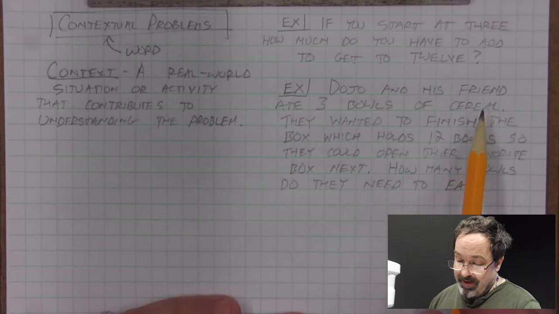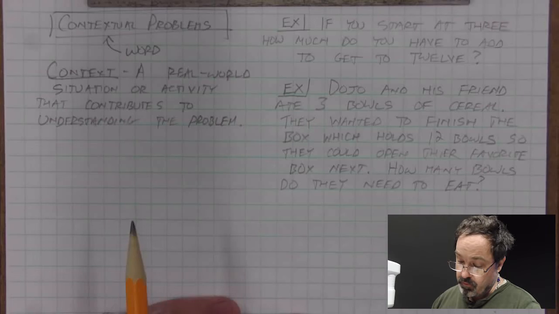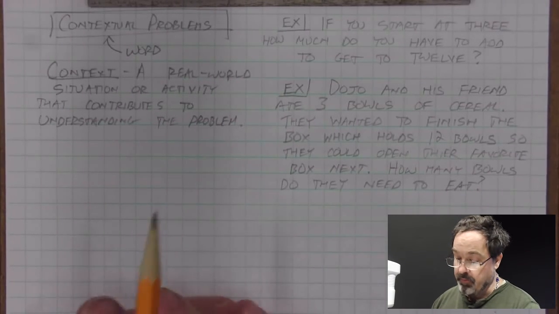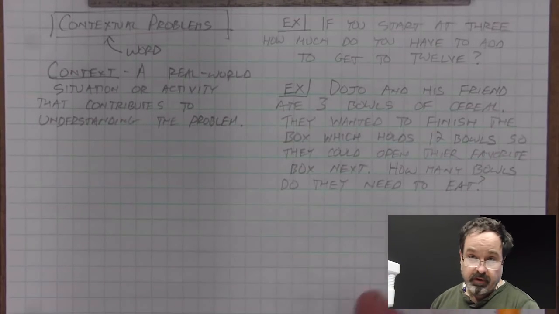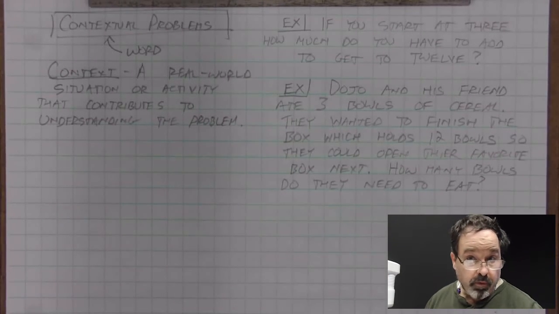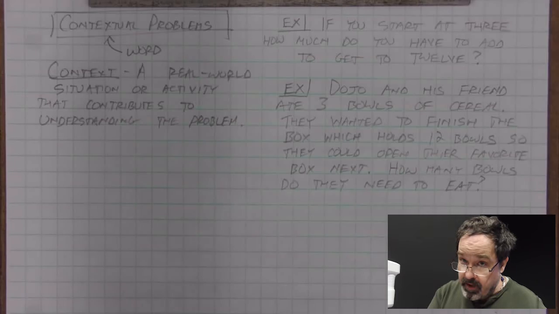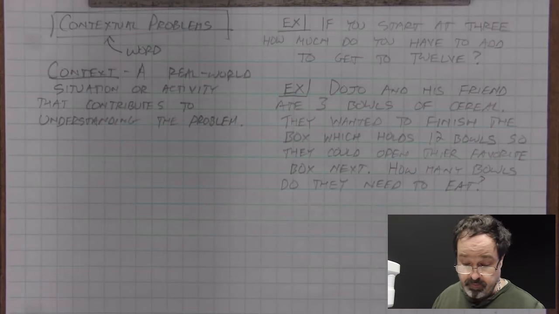Dojo and his friend ate 3 bowls of cereal. They wanted to finish the box, which holds 12 bowls, so they could open their favorite box next. How many bowls do they need to eat? This is a contextual problem because it involves a real-world situation. There are kids, presumably, they're eating cereal, there's a certain amount that has been consumed, there's still bowls left in the box, and we have to figure out how much is left.